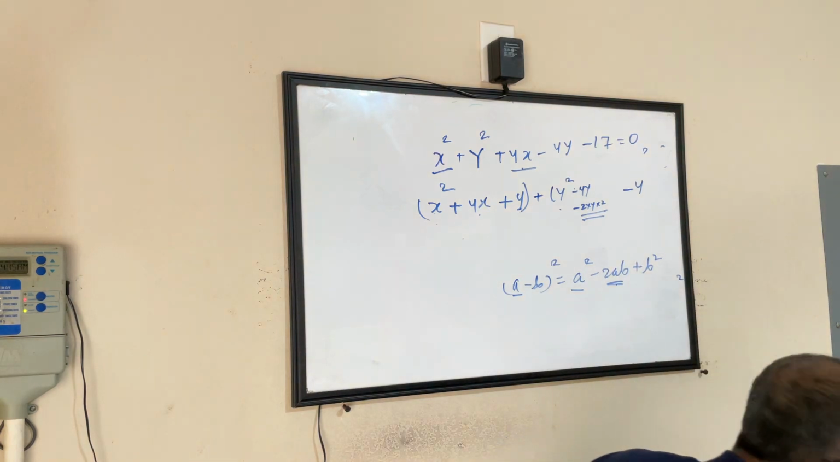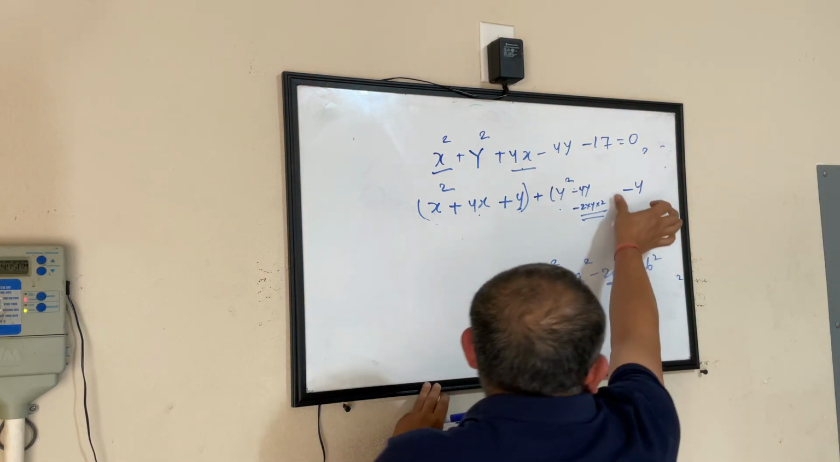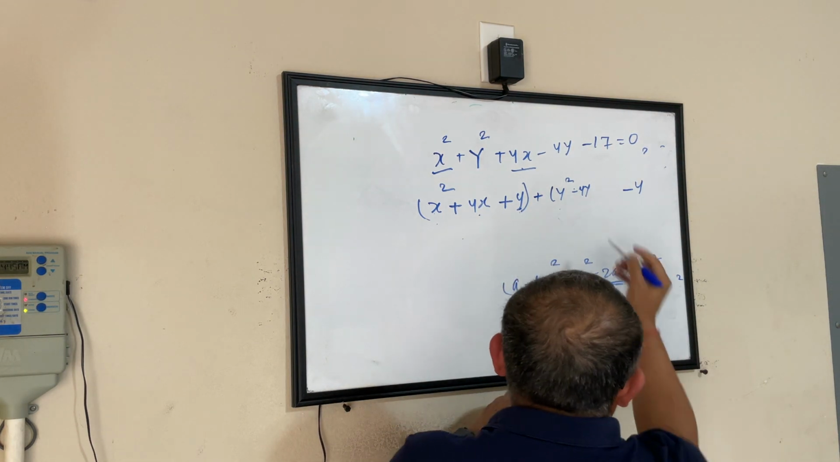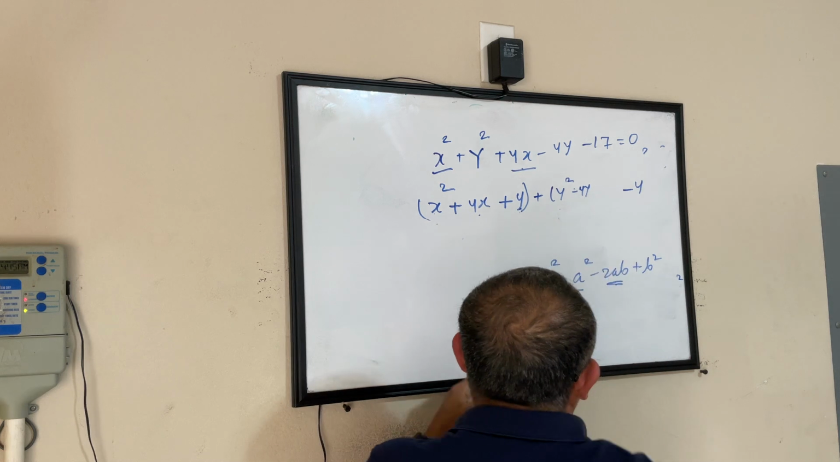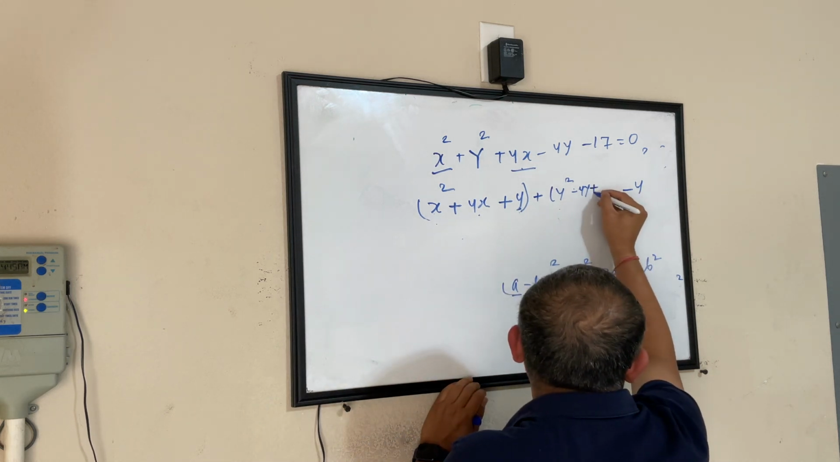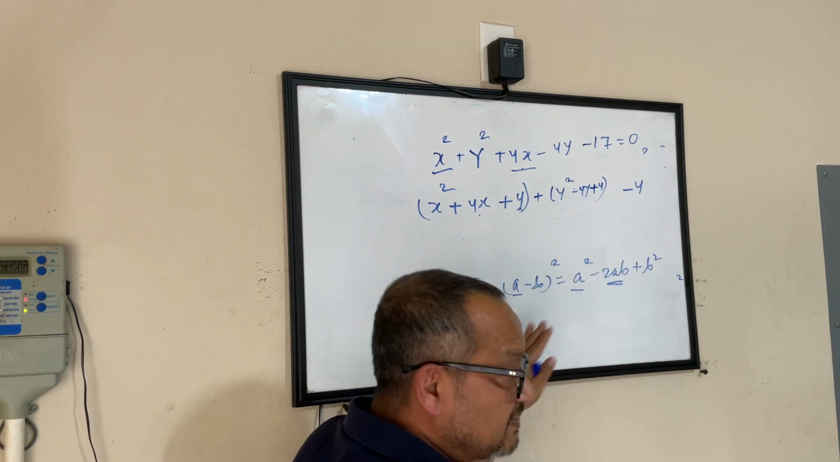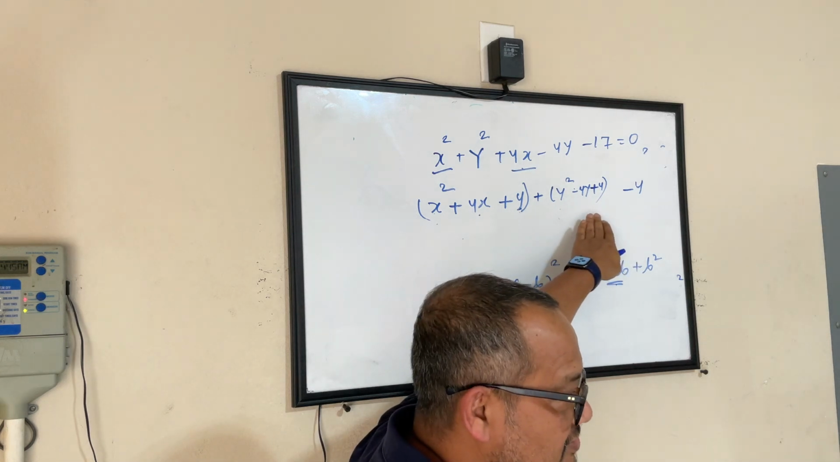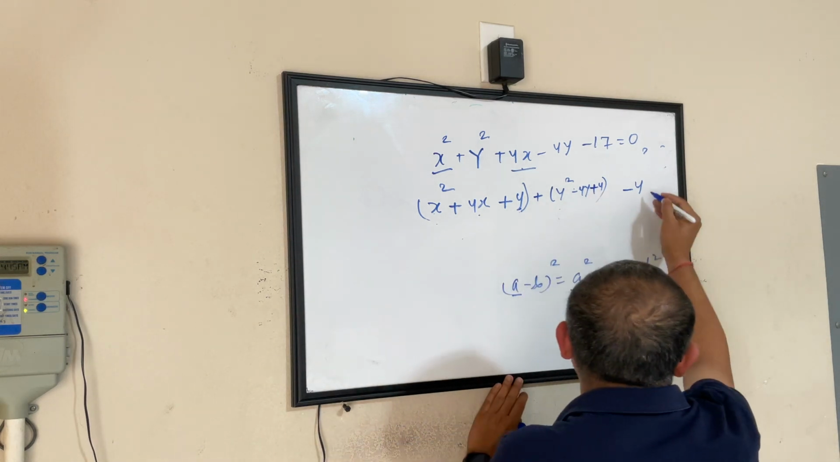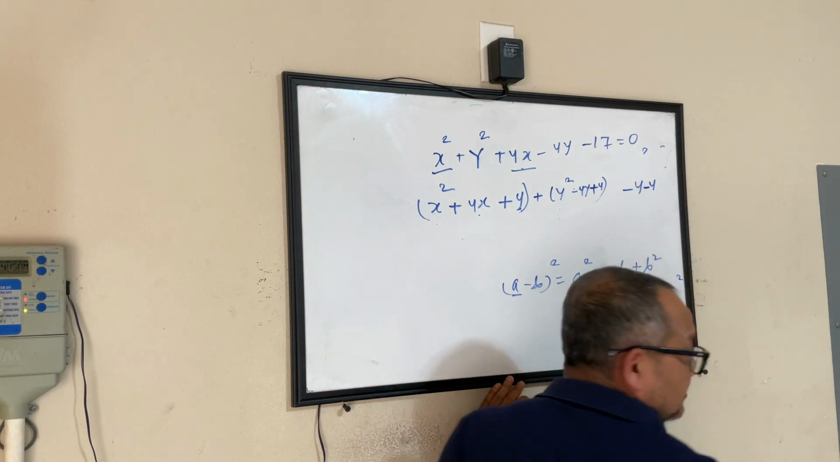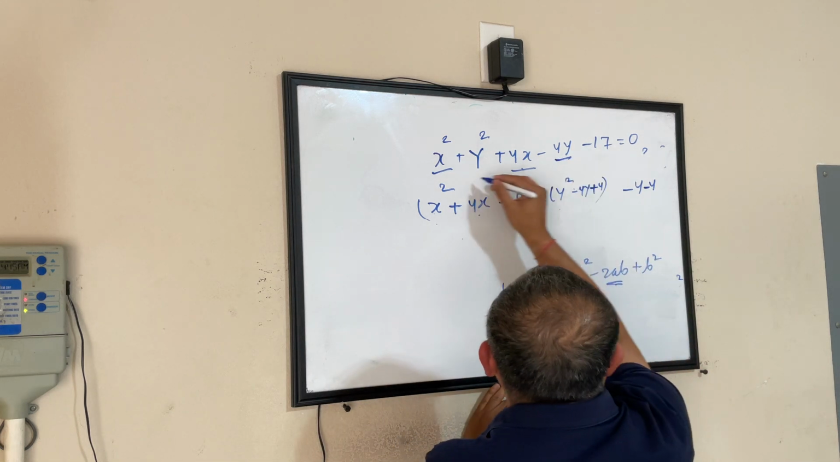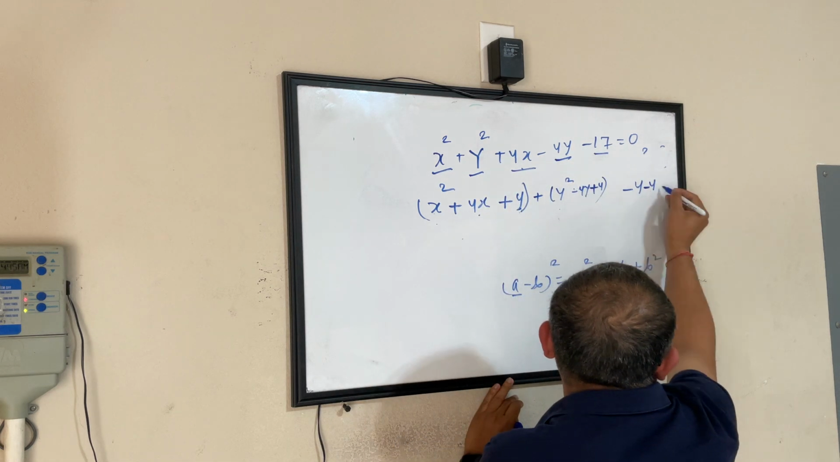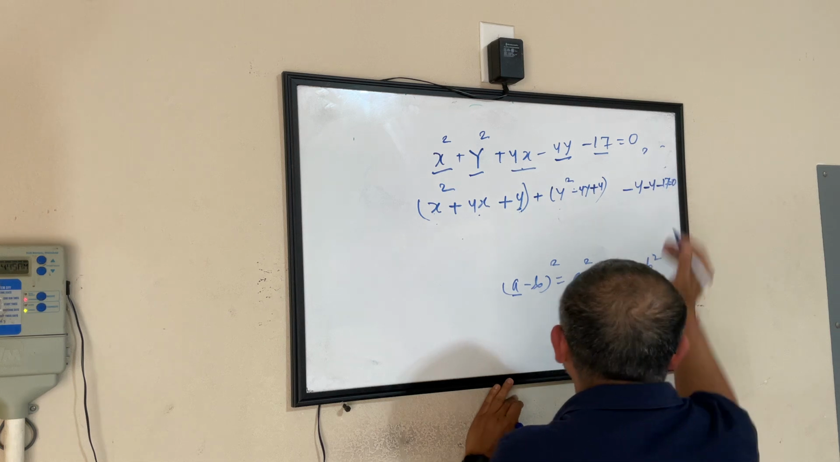So here, this is 2 into 2 into y. So if I put a 4 here also, this becomes (y minus 2) whole square. I have added a 4 here, so I will subtract a 4 again. And then this is taken care of, this is taken care of, then I have minus 17 equal to 0.